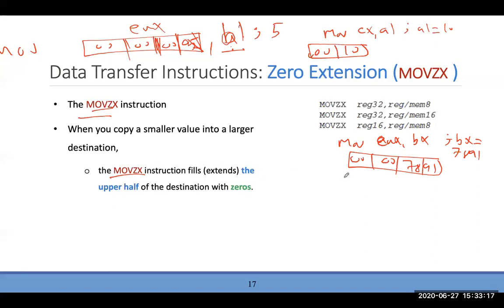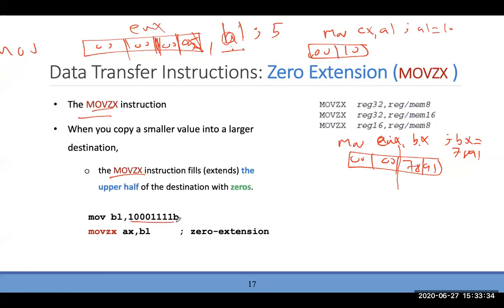The MOVZX always extends with zeros, but it asks: what is my source's size? And what is my destination size? Based on that, it determines how many bytes of 0 it needs to add to the number. Okay, and this is what I was talking about right now.